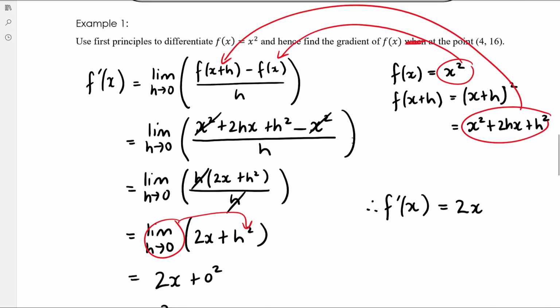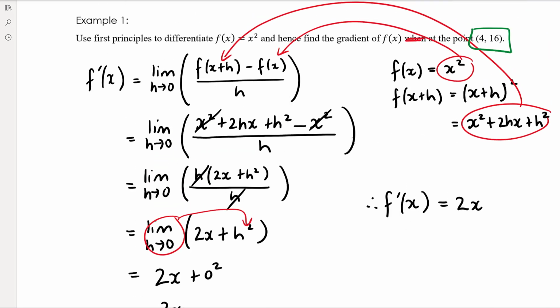Now, if we want to know the gradient at this point, okay, that is when x equals 4 and y equals 16, the 16 is completely irrelevant to doing that.